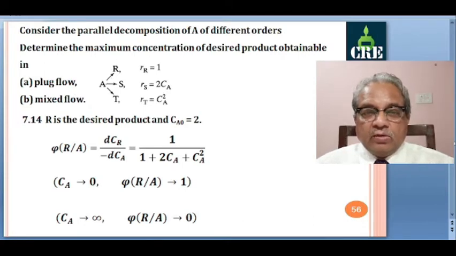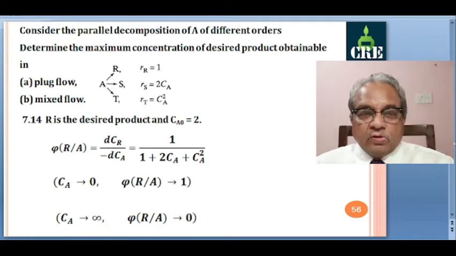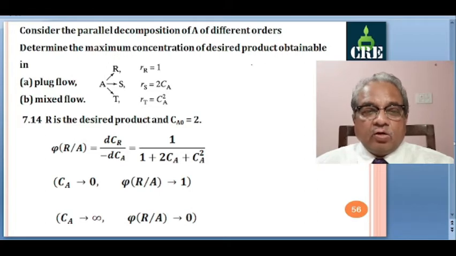So this data: A gives R, A gives S, A gives T, three competing parallel reactions. Rate of formation of R is 1, which is zero order with rate constant 1. Rate of formation of S is 2Ca, rate constant is 2, order is 1. Rate of formation of T is Ca square, rate constant is 1. So this is to be used for the next three problems: in plug flow and mixed flow, the maximum concentration of desired product obtainable.